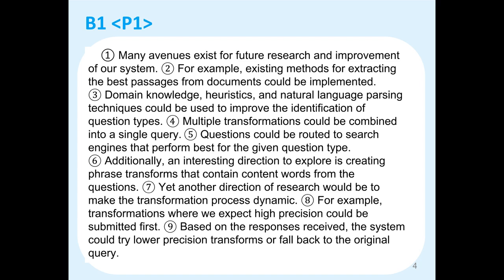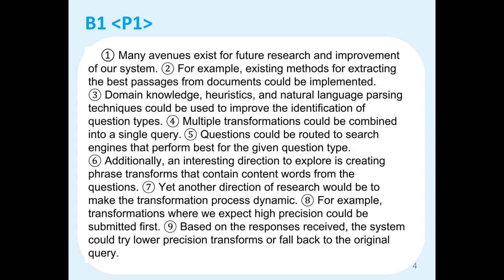The subsequent sentences 2 through 5 provide the first main set of supporting details. They list potential improvements that could be implemented using clear examples, like existing methods for extracting the best passages could be implemented, which is sentence 2, and mentioning specific techniques like domain knowledge, heuristics, and natural language parsing techniques, which is sentence 3. Notice the consistent use of the modal verb could, reflecting the speculative nature.